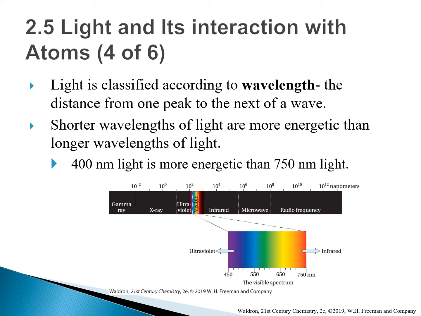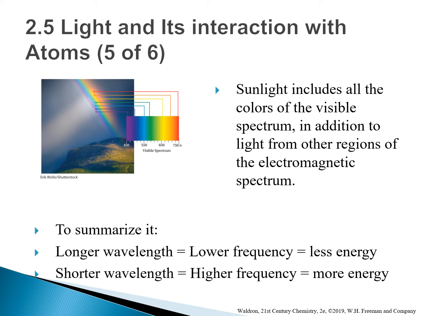A 400 nanometer light is more energetic than a 750 nanometer light. Wavelength is usually measured in nanometers. Recall from chapter 1, 1 meter is equal to 10 to the 9th power nanometers. Sunlight includes all the colors of the visible spectrum in addition to light from other regions of the electromagnetic spectrum.